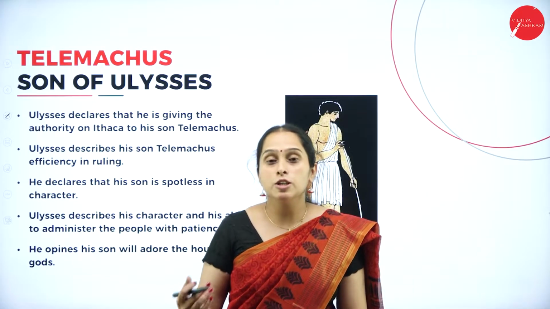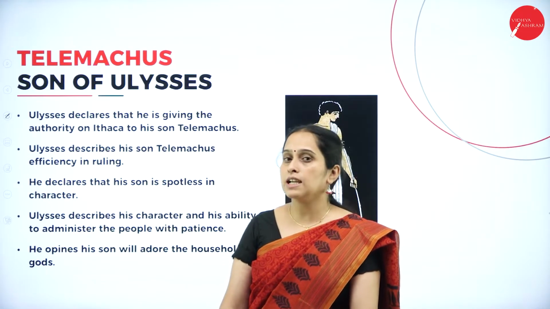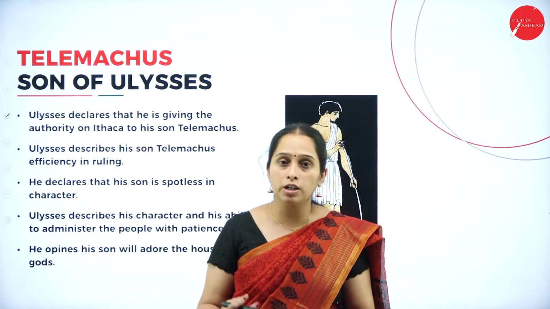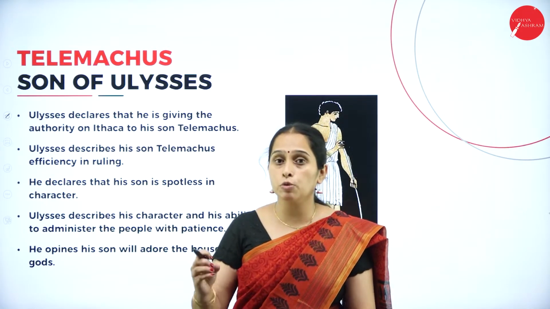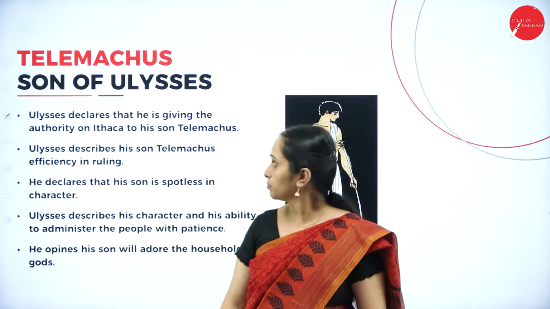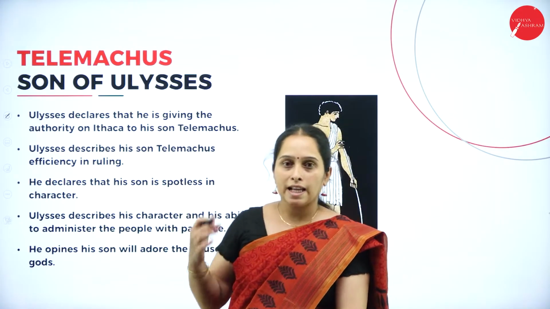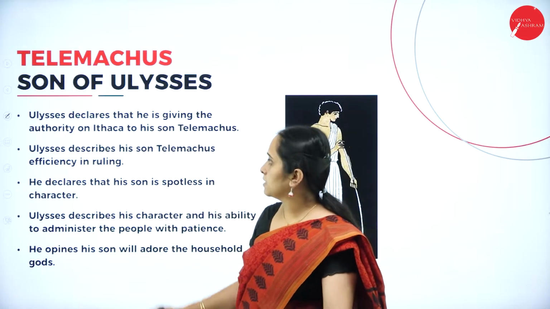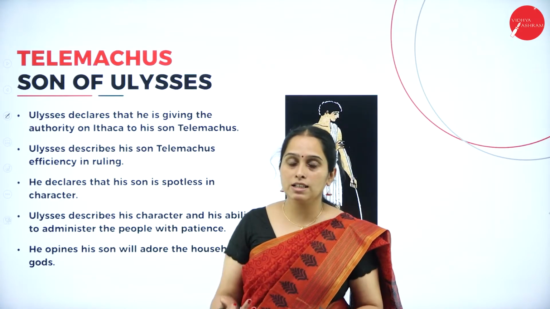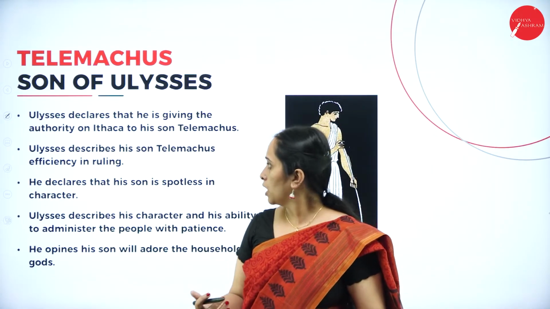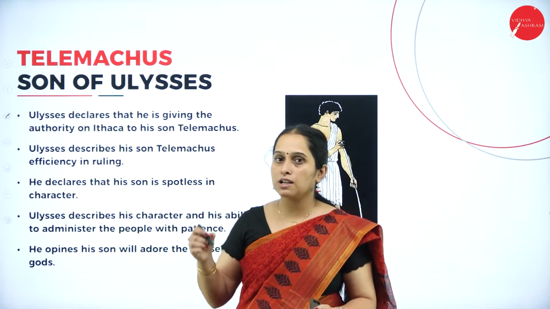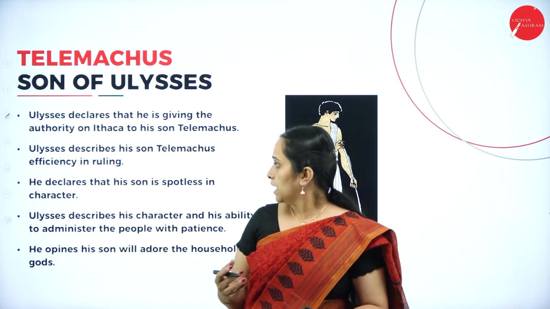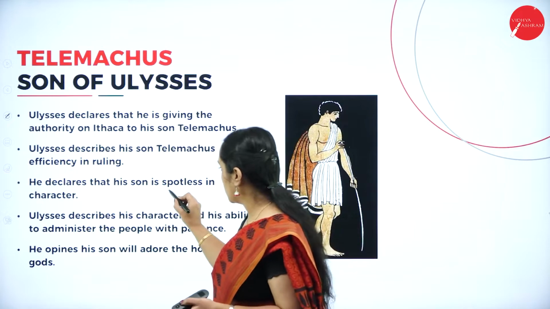Here Ulysses is introducing his son Telemachus to us. He wanted his son to rule the kingdom and take care of it. So Ulysses explains about his son here. Ulysses declared that he is giving the authority over Ithaca to his son Telemachus. He describes his son Telemachus' efficiency in ruling. Then he declares that his son is spotless in character.